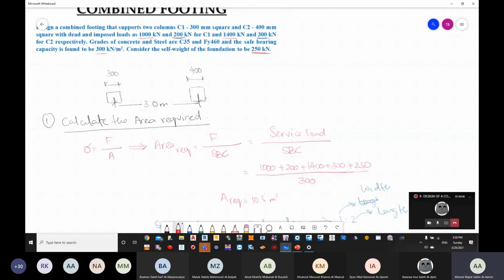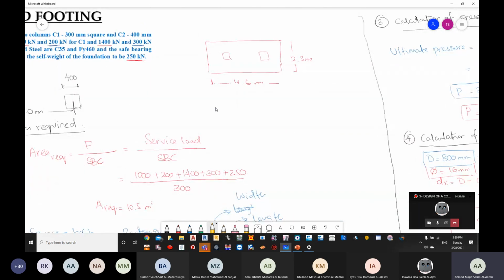Now if you see, we said for a combined foundation, we have two dimensions. One is 4.6, another one is 2.3. We have one column here, we have another column here. My typical bending moment in this direction is going to be somewhere like this, or it goes like this. This is for the longer direction. For my shorter direction, in the longer direction, I'll face two columns. So it acts as a combined foundation. In the shorter direction, it acts as an isolated only.